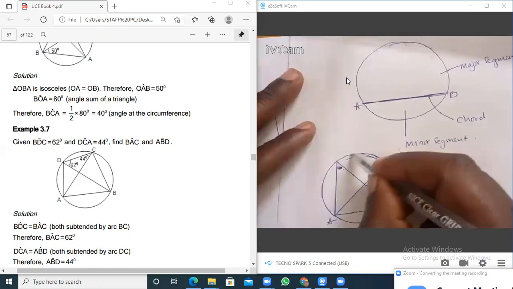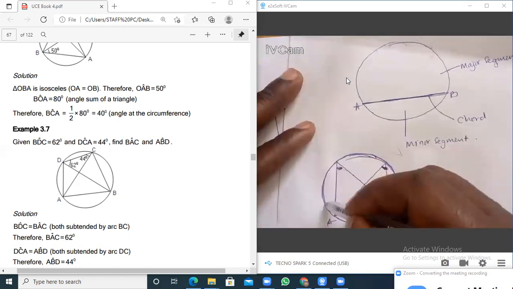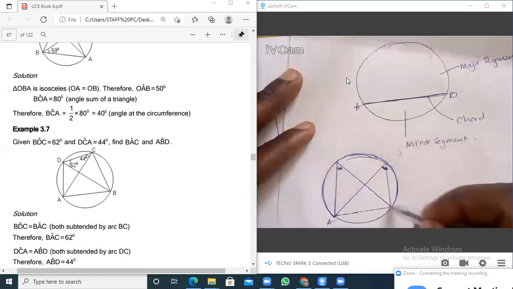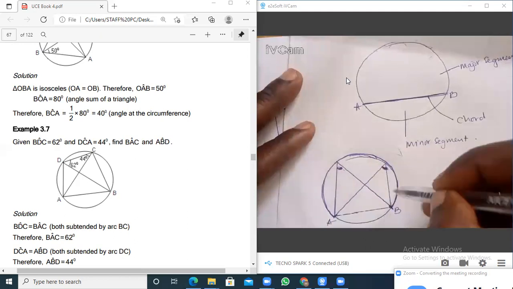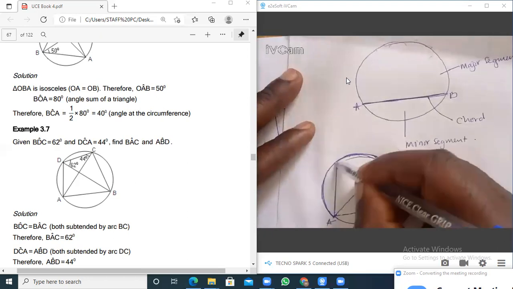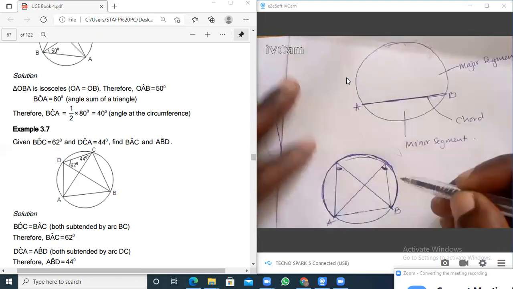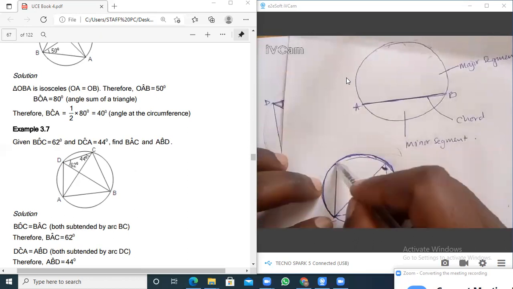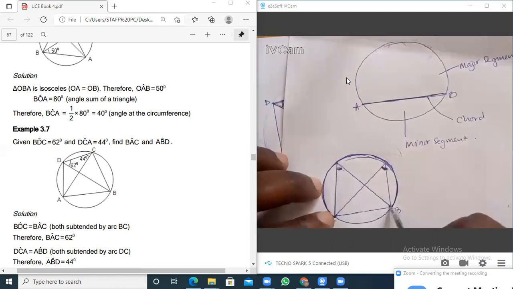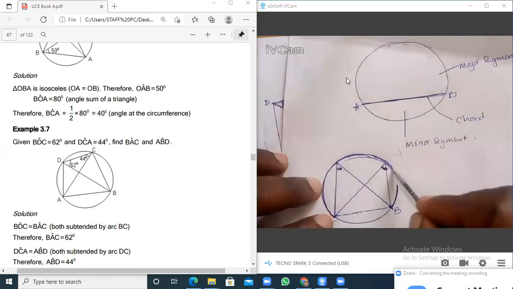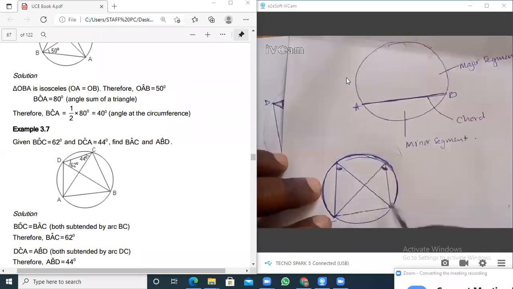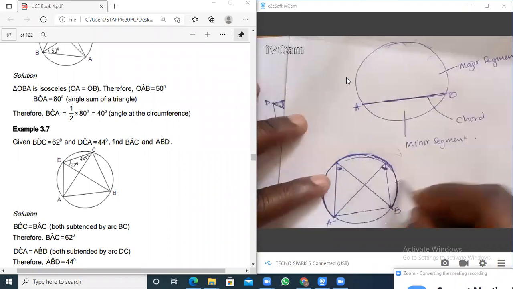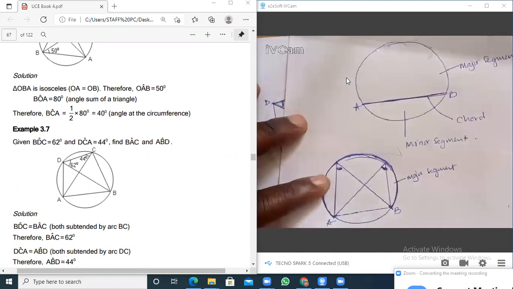This is the same arc I'm talking about, up to B. That's the arc I'm talking about, that arc here. So that is the major arc. Those angles are subtended by this arc, because you can see this line touches this arc at this point, and this one touches this arc at this point. And because they are inside this same major segment, isn't it?